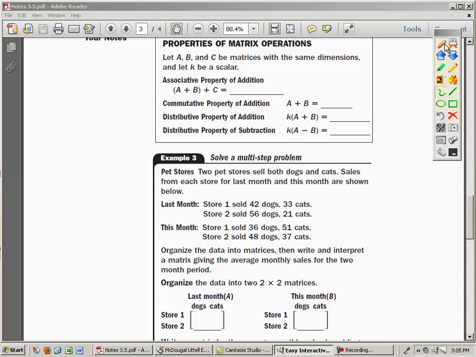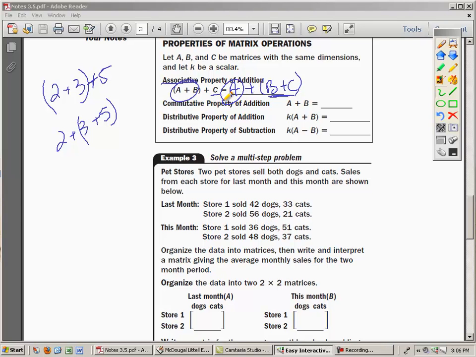The associative property of addition for regular numbers, for example 2 plus 3, then plus 5, is the same thing as 2 plus 3 plus 5 grouped this way. This is called the associative property. And so the associative property works for matrices as well. This is the same thing as A plus B plus C, which effectively says when you add matrices, you can group them in any order you want to. So we can either add the first two together and then add the third, or we can add the second two together and add the first.